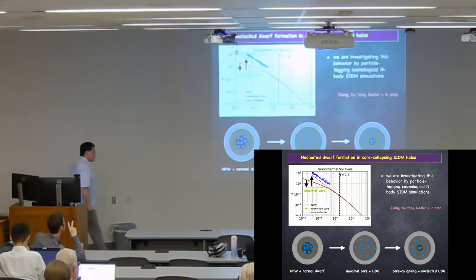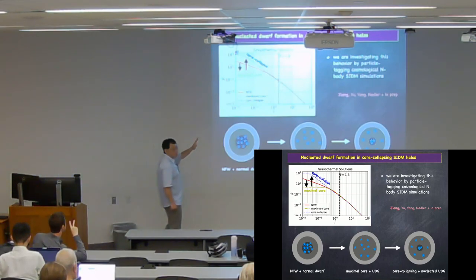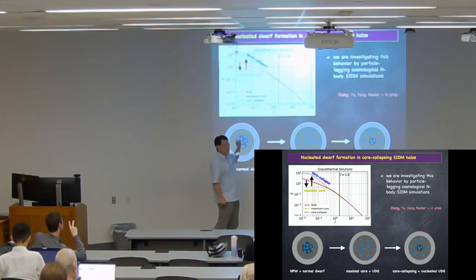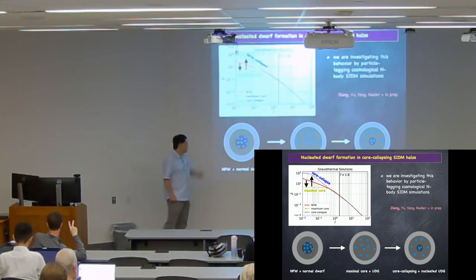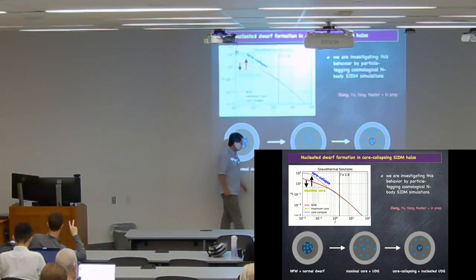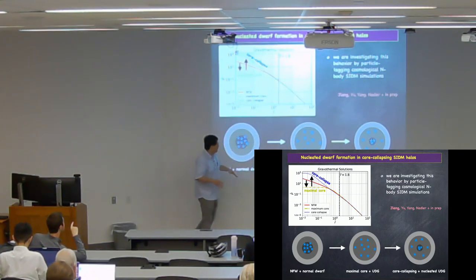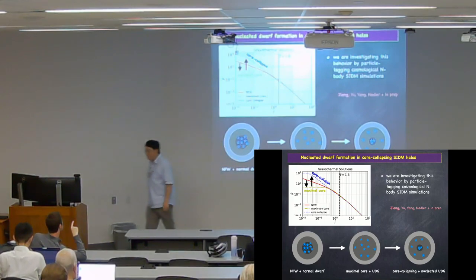What about nucleated dwarfs? We still need to investigate more closely using simulations and particle tagging, but this cartoon shows you the idea. Initially, you have an NFW host and a normal dwarf, and then as you establish an isothermal core, at the maximal core stage, you have a UDG. And as core collapse happens, the stars in the middle follow the core collapse to form a nucleus.